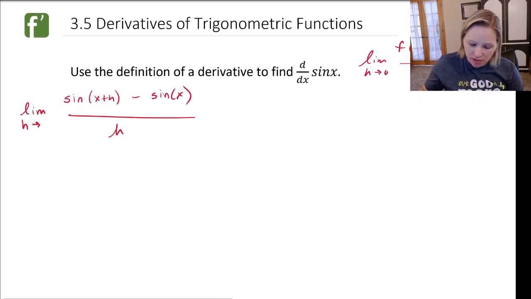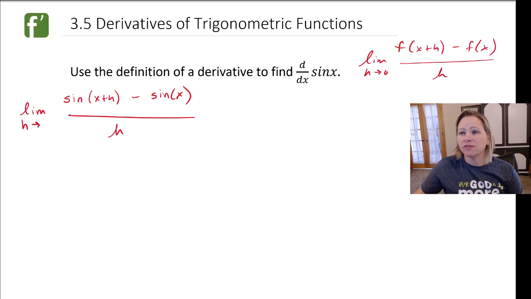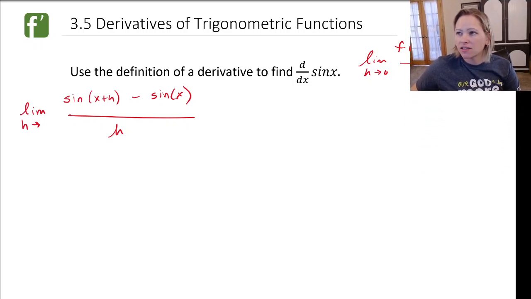So let's see if I can show you a little bit better. There it is. So there's my definition of a derivative up there in that upper right corner. So that's what we're applying here to find this derivative of sine. So let's take a look and see what that looks like when we work it out.